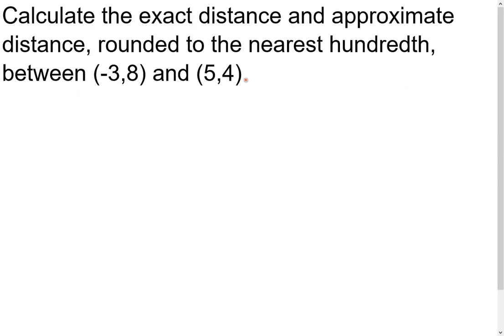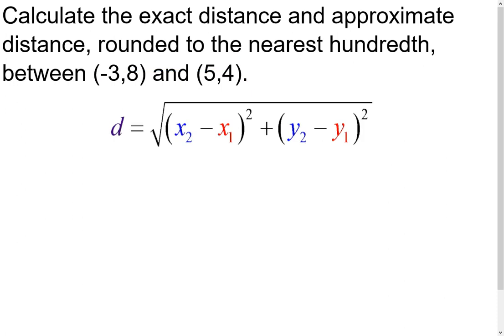Now here's where that formula comes in handy. In this problem, I want to calculate the exact distance and the approximate distance rounded to the nearest hundredth between these 2 points. So I go, well, if I'm trying to calculate the distance in between 2 points, let's use the distance formula, which is right there. So now it's just a matter of plugging in our points. I'm going to call this my second point, and I'm going to call this my first point. So we just come down here, we start plugging numbers in. Well, x2 is 5, y2 is 4, x1 is -3, and y1 is 8.